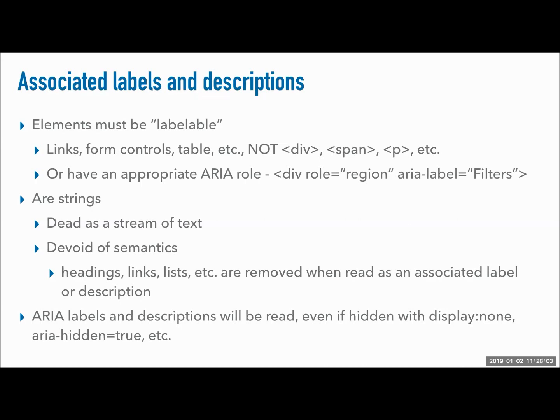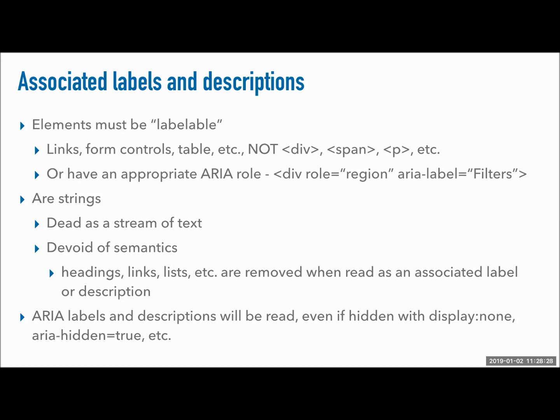So links and form controls, tables, and so forth, those are labelable elements. We can associate text to them and have it be read as that accessible name. Things like divs, spans, paragraphs are not labelable. So for instance, if we gave ARIA label or ARIA labeled by to a div or span or paragraph, it should be ignored. It shouldn't be read at all because that element is not labelable.